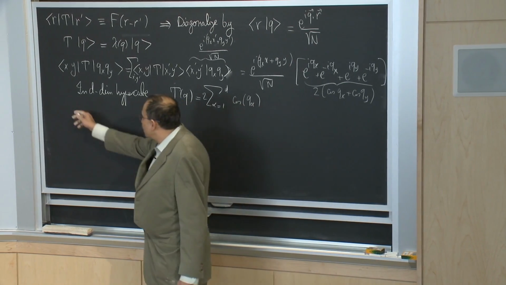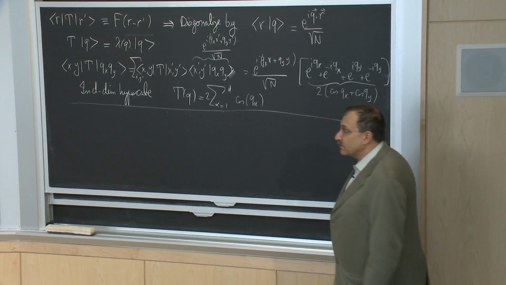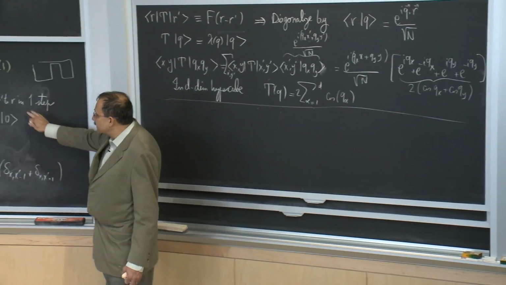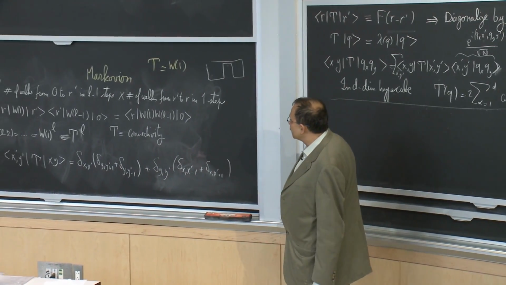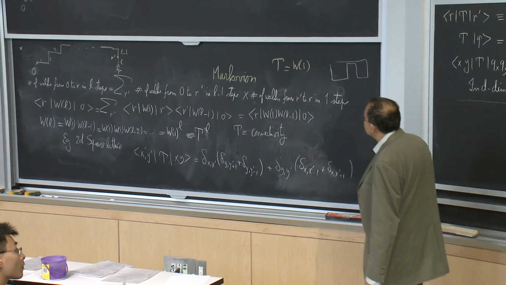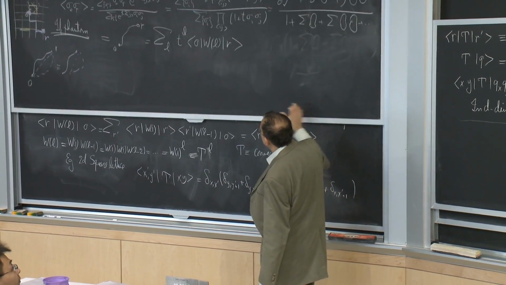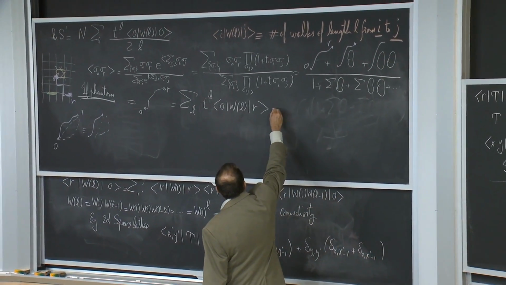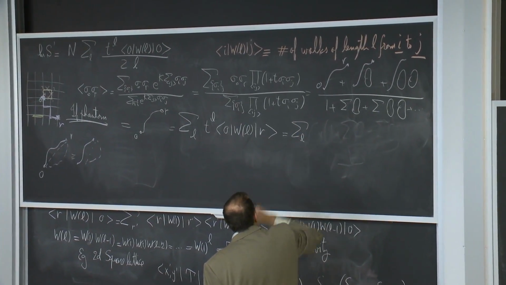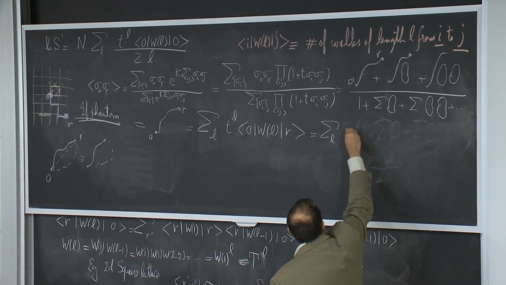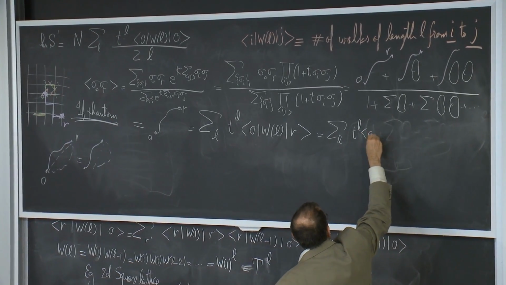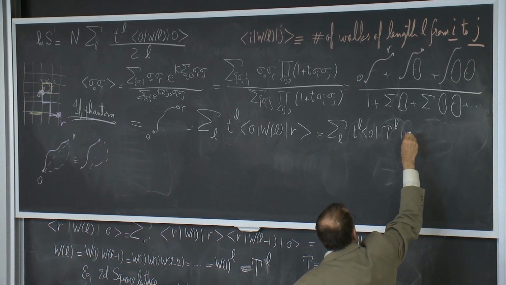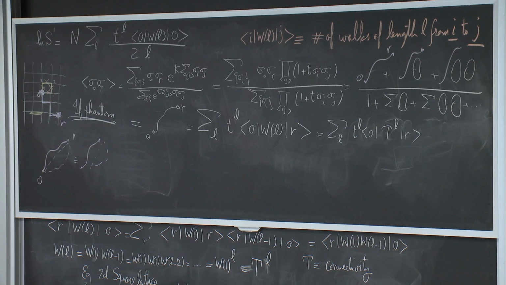So why did I bother to do this diagonalization? The answer is that it now allows me to calculate everything that I want. So for example, I know that this quantity that I'm interested in, sigma 0 sigma r, is going to be a sum over L, t to the L, then 0 W L is t to the L times r. Right?